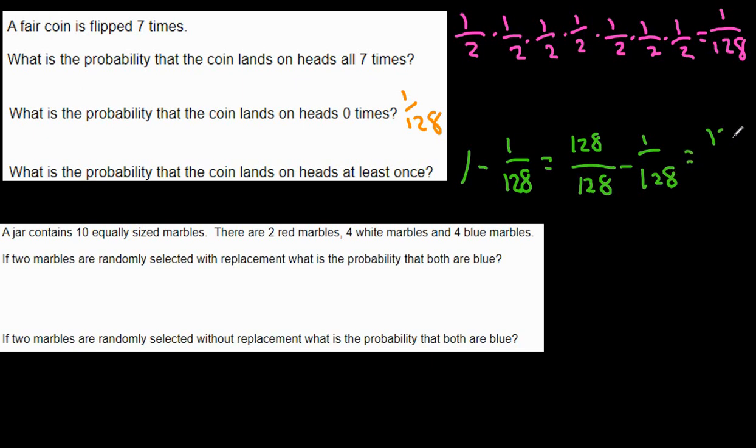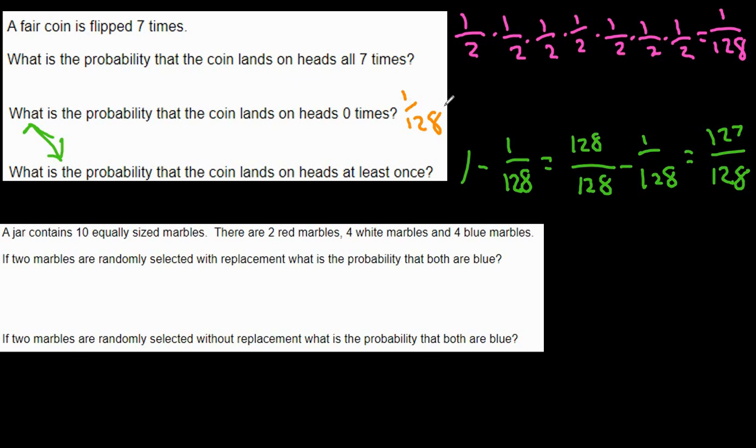And that gives us the answer of 127 over 128. So read through these 2 parts right here. If the coin lands on 0 times, it's almost the same thing as finding the probability that the coin lands on it at least once. You just take the 100% minus the probability that it's 0. There is another way to do that last question, but it's very tedious and long.